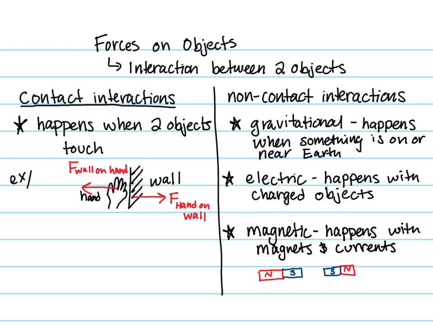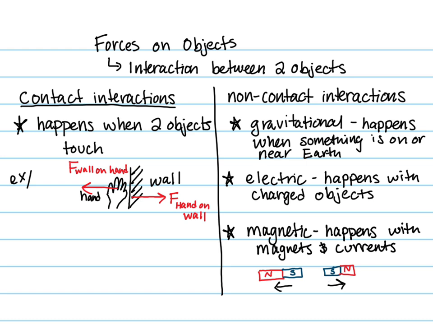But let's imagine that we have two magnets, and magnets always have a north pole and a south pole. You can't ever separate those two things. Every magnet, no matter how big or small it is, will always have a north and a south pole. And let's say we take two south poles and we push them towards each other. They're going to want to actually repel. They don't like each other. They don't have to touch, and they start pushing away. And that is a magnetic interaction.